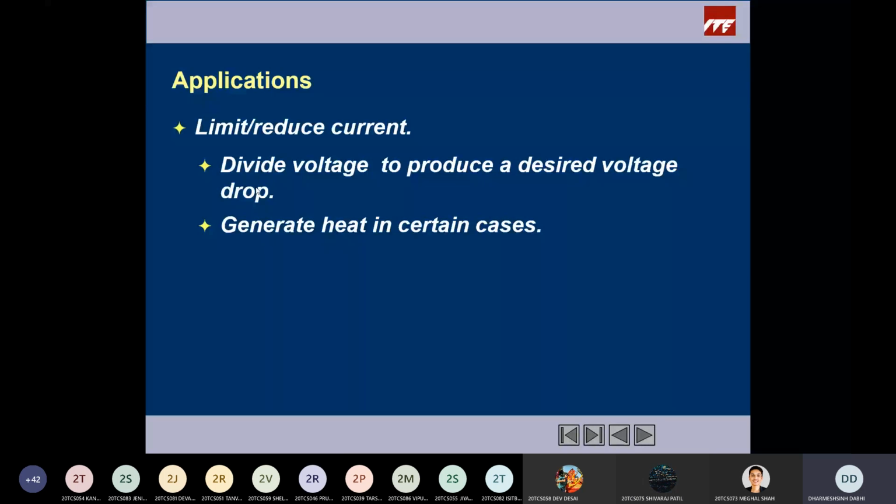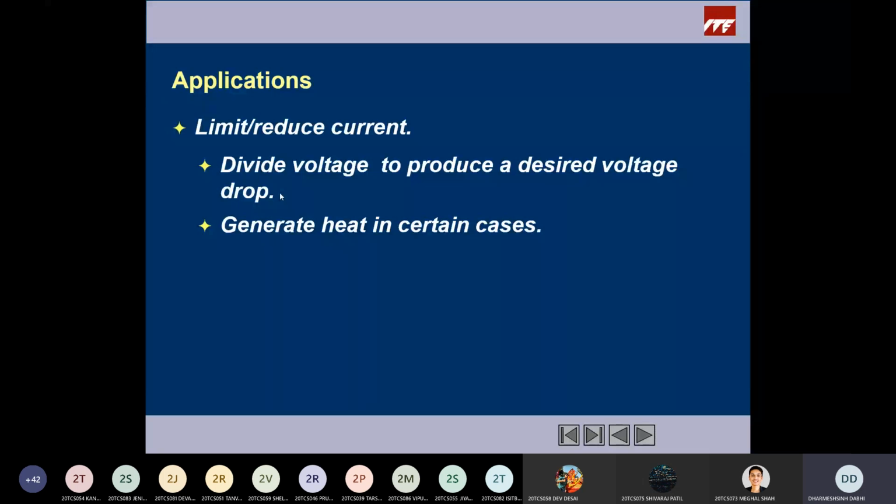So what is the application of resistance? Generally, as you know, we use the resistance to limit or reduce the current. Another application is that we divide the voltage to produce the desired voltage across a particular element. Suppose we require 220 volts, but we have a 250 volt input. By putting a resistance in series with that element, we can provide 220 volts across the device by changing the resistance. This is another application.